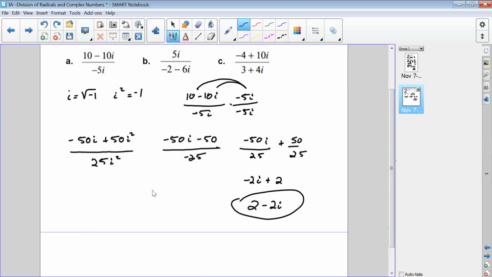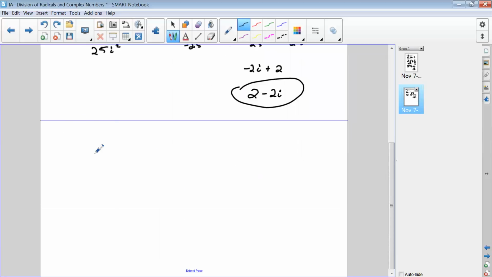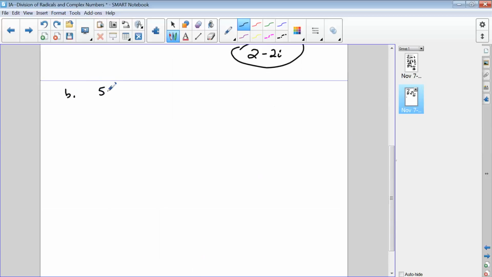Part B. Scroll on down. And B is going to be 5i divided by negative 2 minus 6i. So the same idea. I have two terms here, so I'm going to multiply by the conjugate, which would be negative 2 plus 6i, all divided by negative 2 plus 6i.